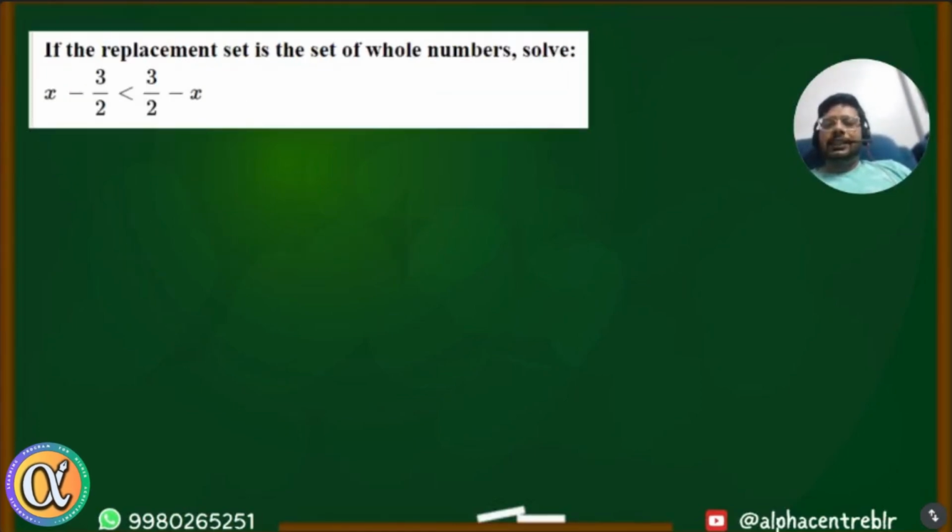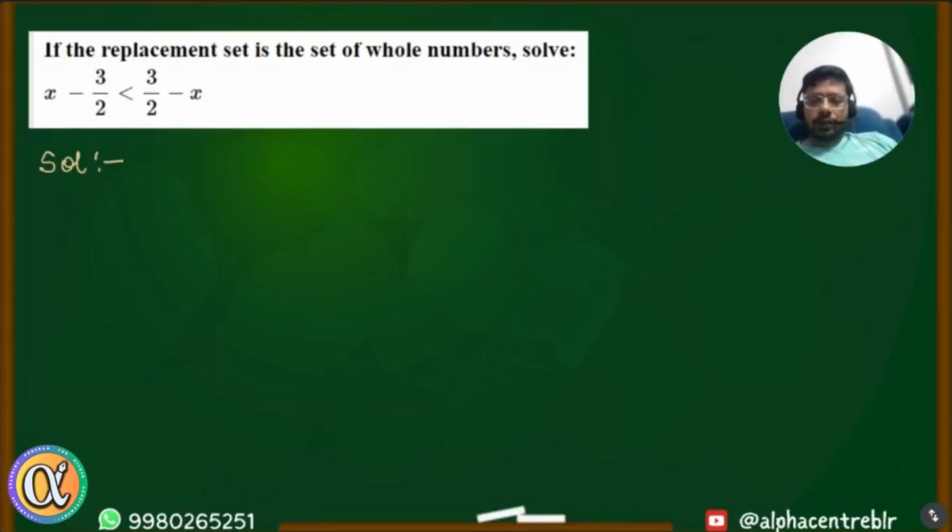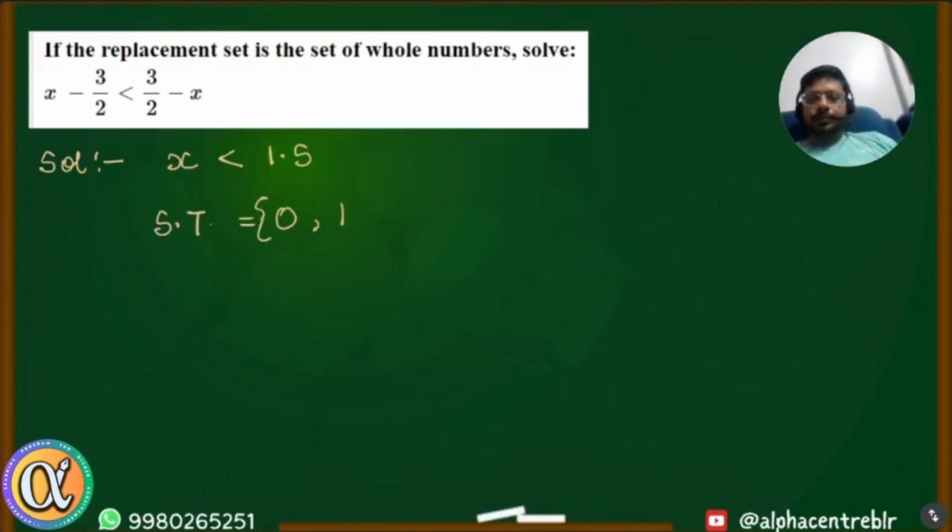If the replacement set is the set of whole numbers, solve the inequation. After solving, the final inequation is x is less than 1.5, only less than, not equal. Okay, fine. So what are the allowed solutions here? It's whole numbers less than 1.5. So what are the whole numbers? I think the solution set is 0 and 1. That's it. Clear?